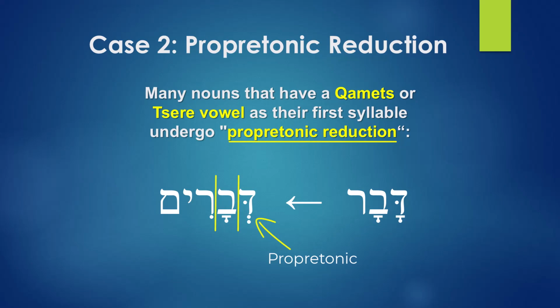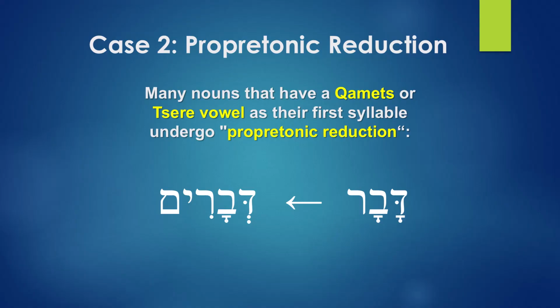So some nouns are going to undergo propretonic reduction. The kametz will reduce to a shua. The sereh will reduce to a shua. So you have the word davar. In this example, you have the word davar, and davar means word or thing. To pluralize it, it's going to be devarim. The change that has happened is that the kametz has reduced to a shua because the word has undergone propretonic reduction. So this is how some words are going to be pluralized, those having a kametz or sereh under the first syllable.